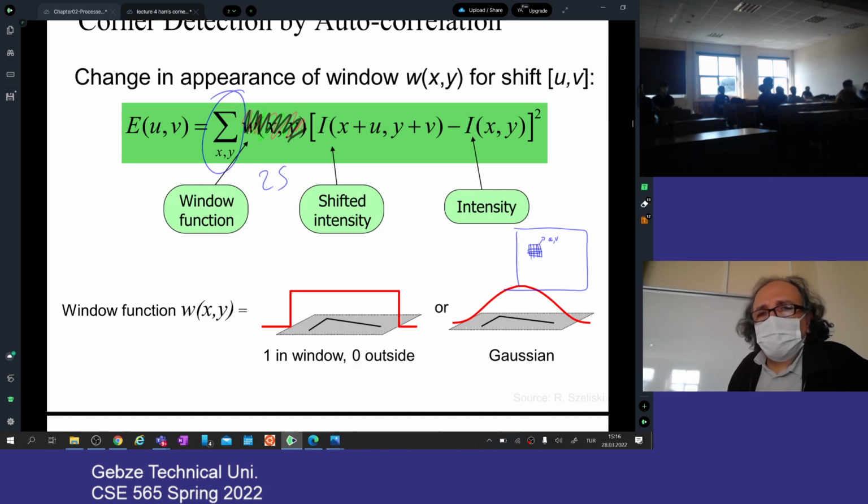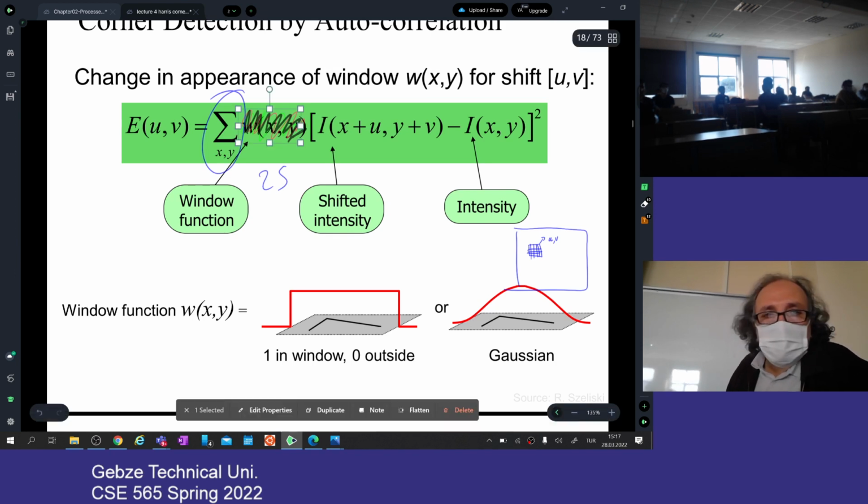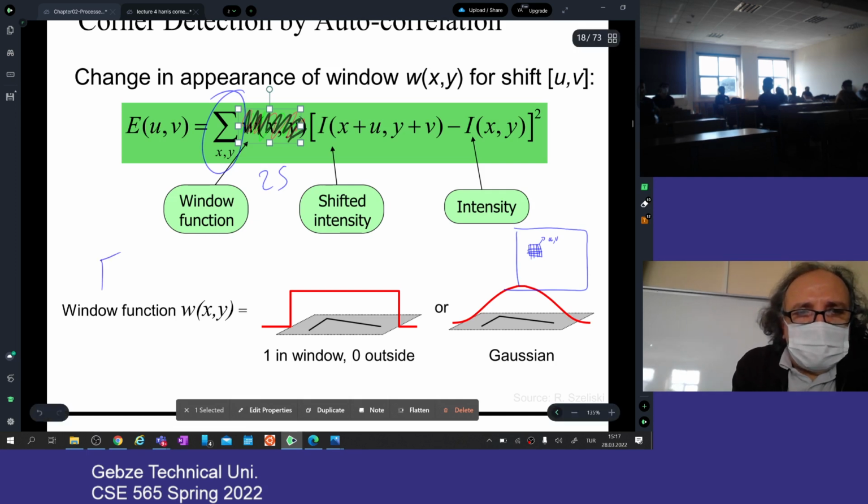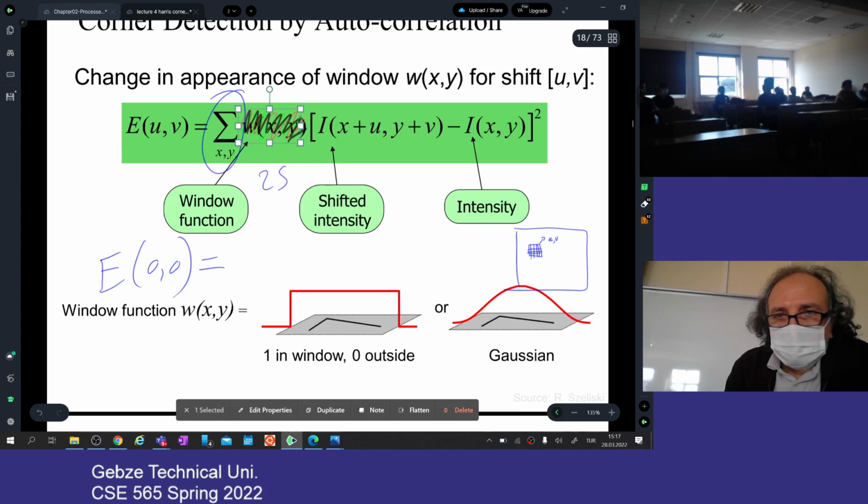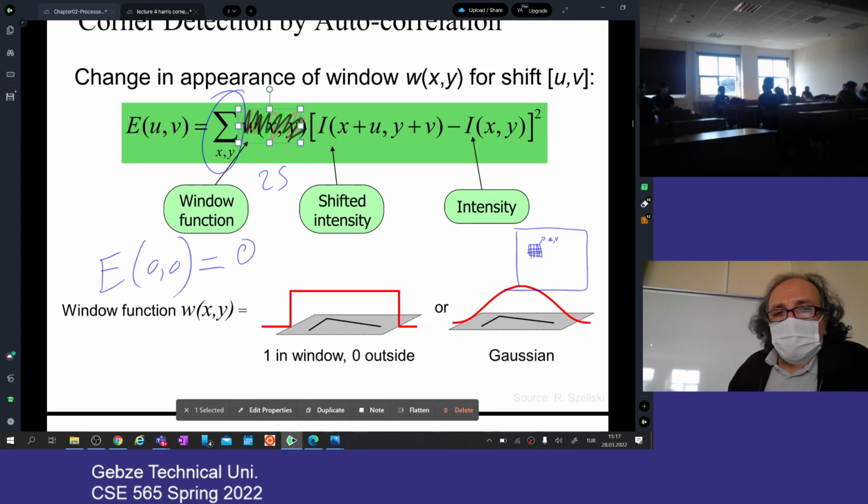Okay, so question for you: if U and V are 0, what would you get from this summation? I am asking, what is E00? Zero. Exactly 0. Doesn't matter what kind of image you have, E00 has to be 0, right? Because U and V are 0, and that's it.